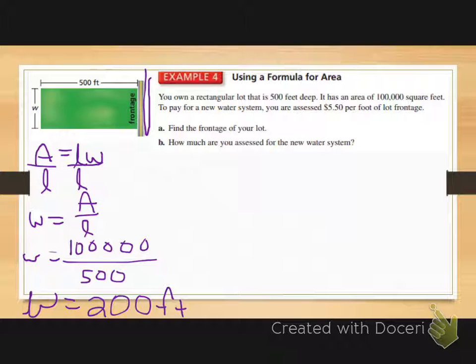Now when we're looking at B, we've been told that it's $5.50 per foot, per 1 foot. And we have 200 feet.